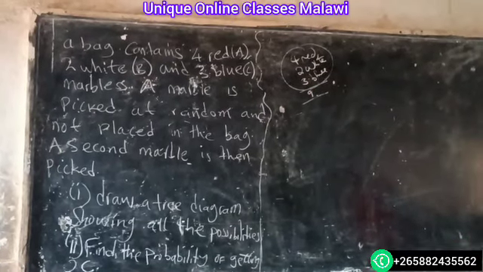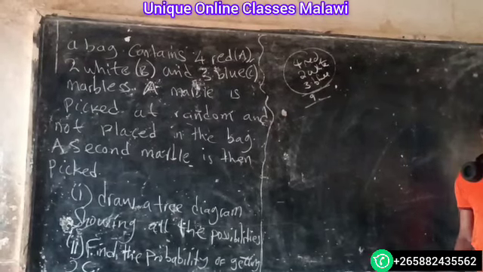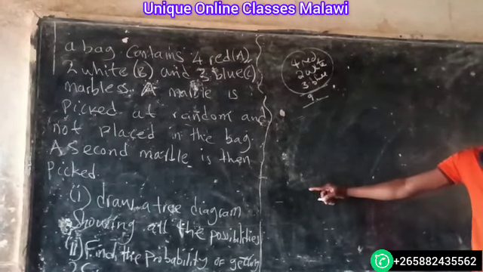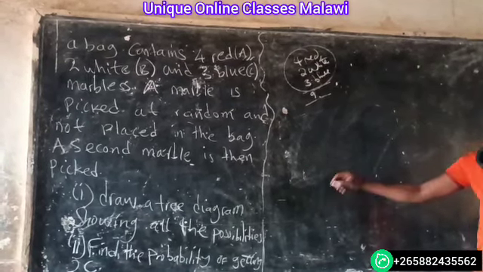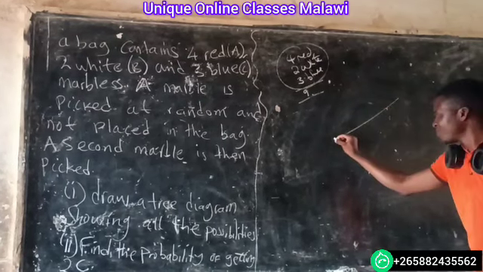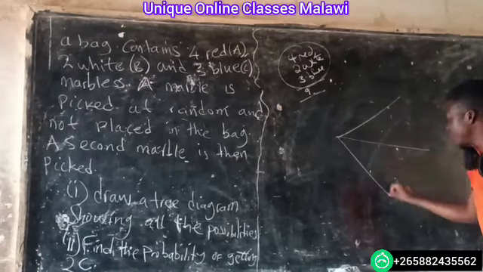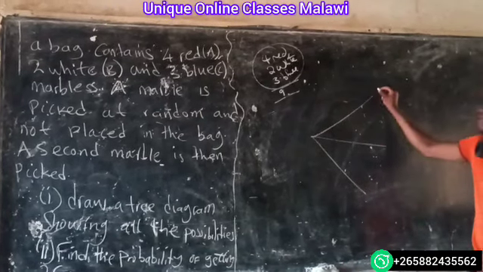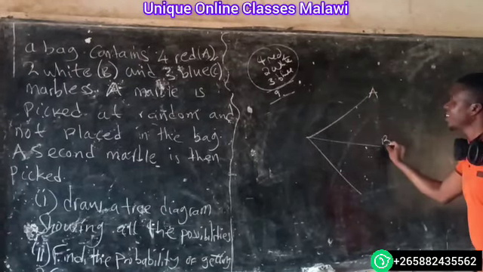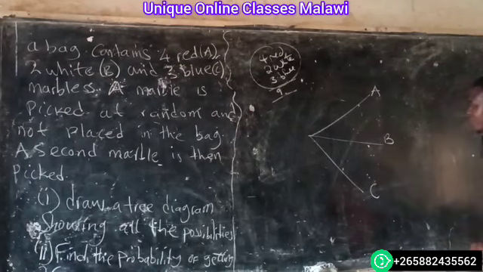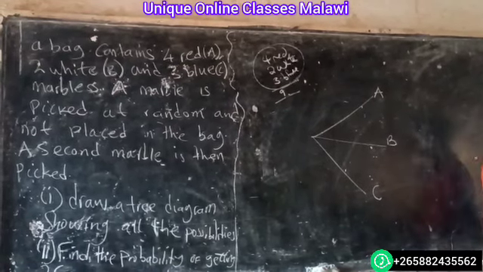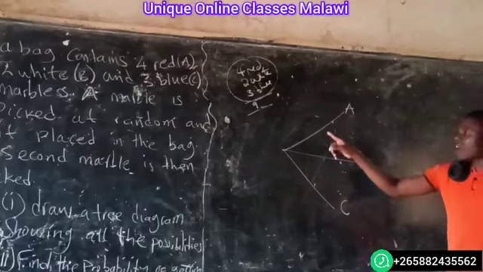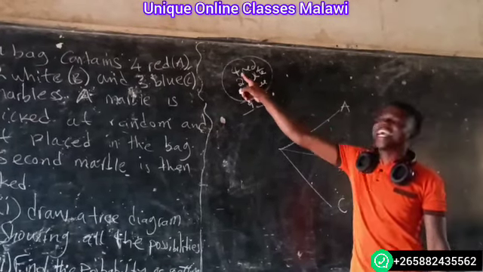Now a marble is taken randomly. This is probability without replacement. So this is what is going to happen. You have A for red, B for white, and C for blue. What is the probability of getting a red?